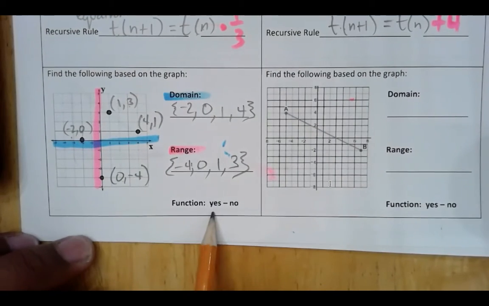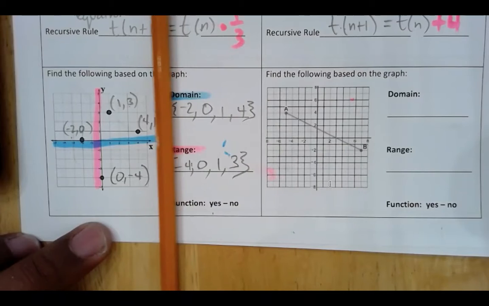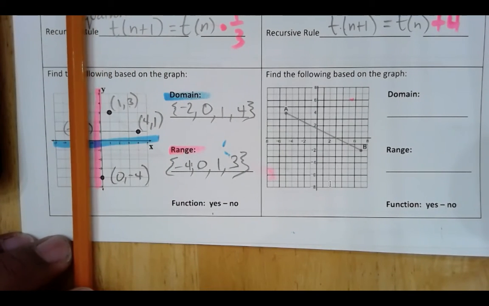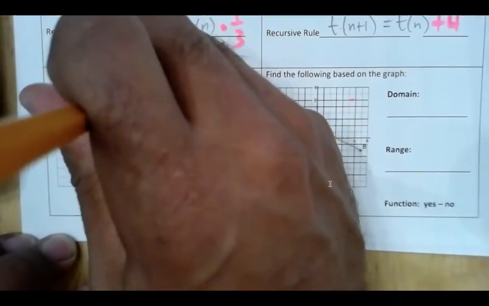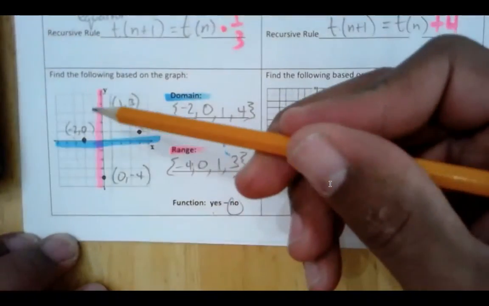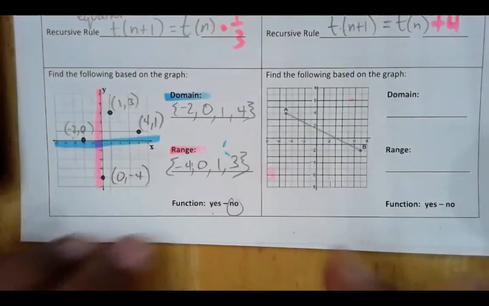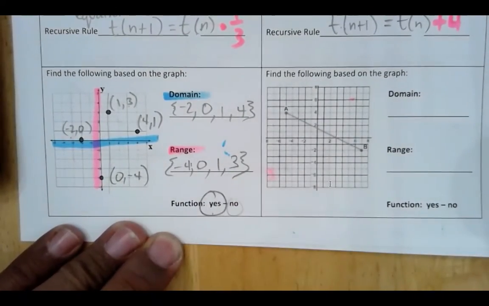Now remember, for whether it's a function, yes or no, all I do is the line test. If I had a line going across my graph, does it touch any of these points more than once at the same time? In this case it's a no, because every time I pass the line through here, it does not go through more than one point. Oh, my bad, I meant to say yes. It does not go through more than one point, so it's actually a yes, my fault.